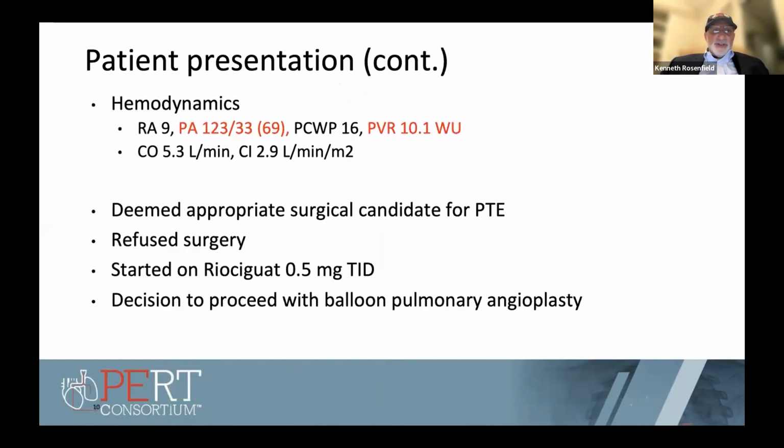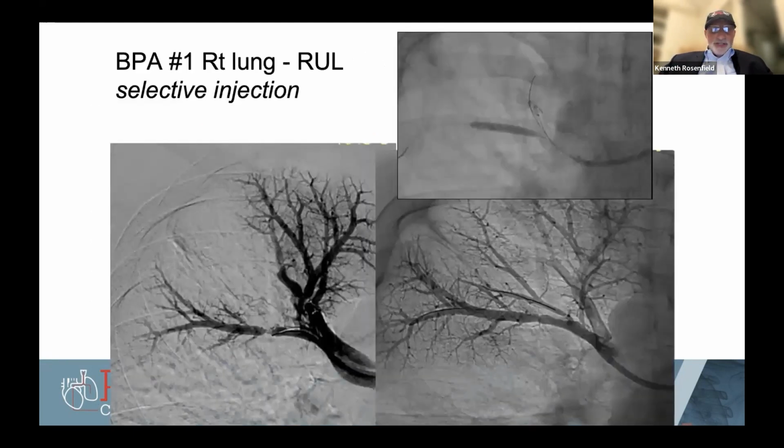PA systolic pressure, which was 123 with a mean of 69 and with a normal-ish wedge of 16 and a PVR of 10 Wood units, which is pretty remarkable. He was thought to be an appropriate surgical candidate for the same thing the previous patient had, but he refused it and was started on riociguat, which is what we always do to try to lower those pulmonary pressures before doing a BPA. And then the decision was made to proceed with BPA.